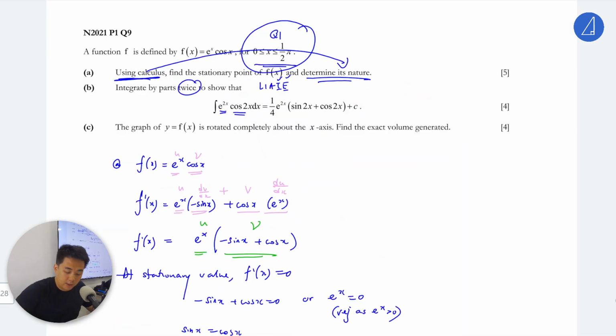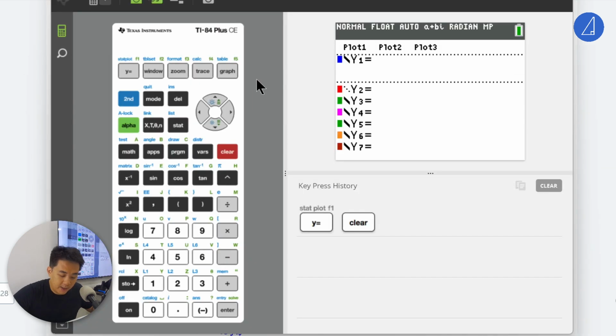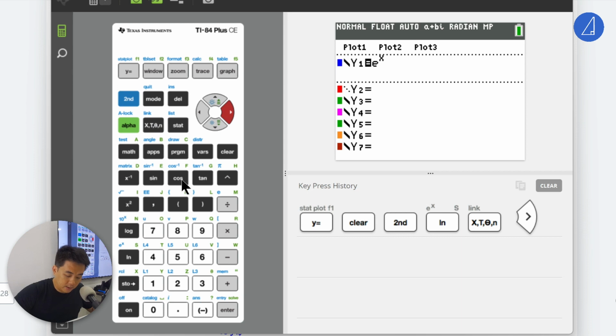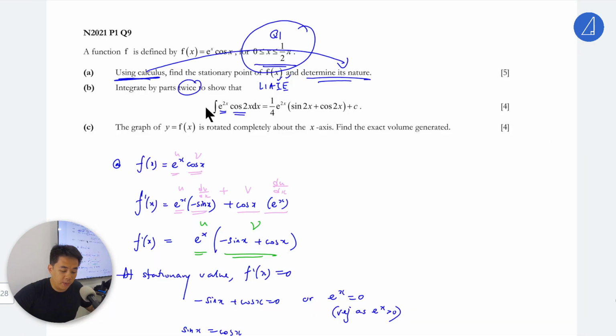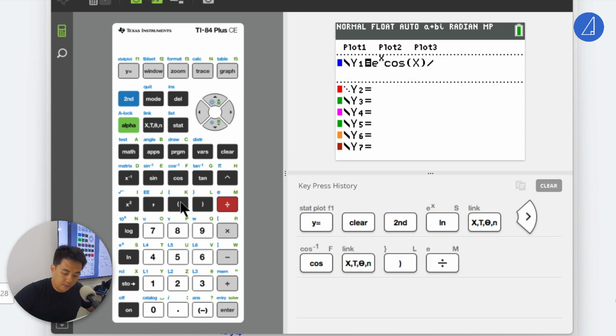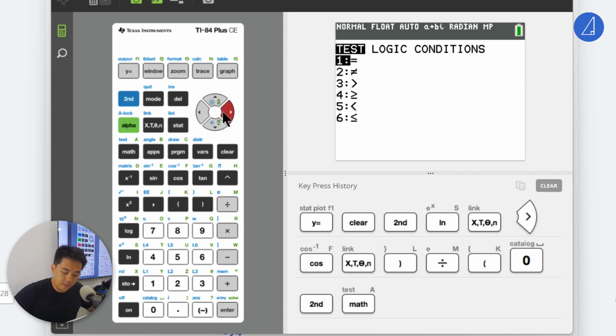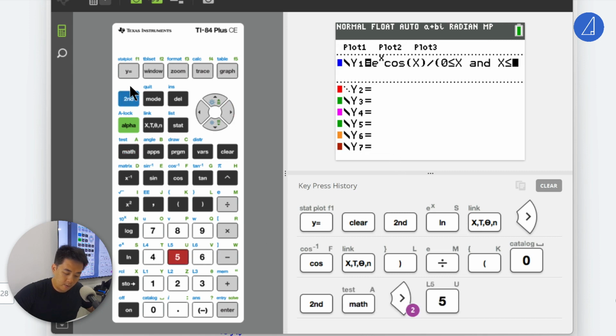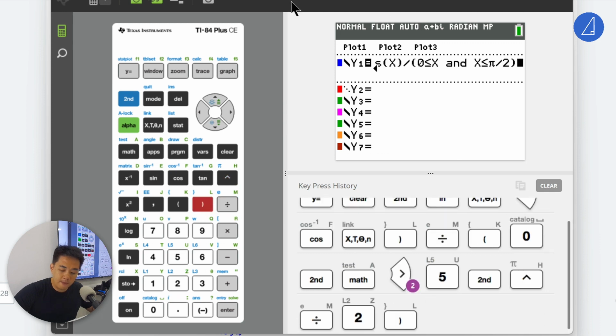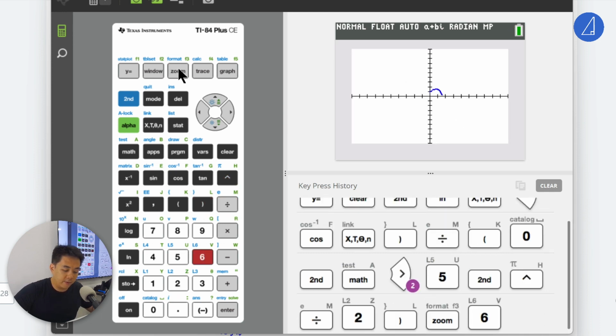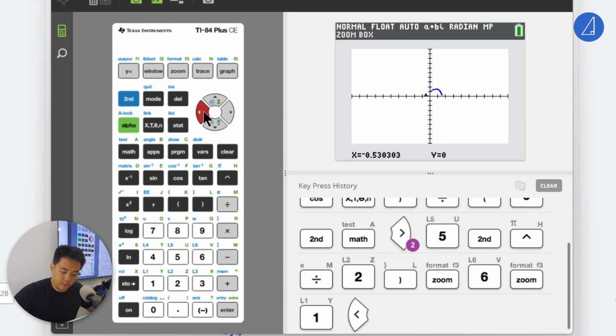Okay. The next one, you are looking at f(x). So plot the graph of e^x cosine x, from 0 to half pi. So we're just going to plot e^x cosine x. Now what we do is, if you want to put the domain here, you just put a divide sign. Then you just put from 0 to pi over 2. Okay. Now of course you just zoom and you get this graph. So I'm going to zoom the box inside the graph here.